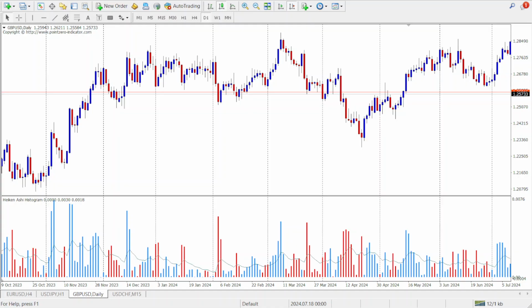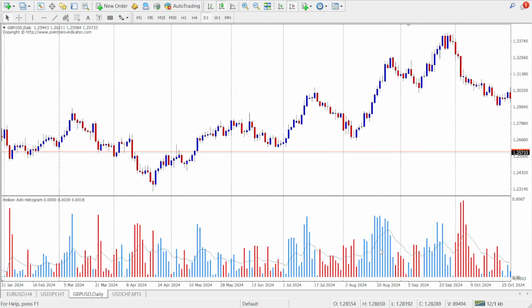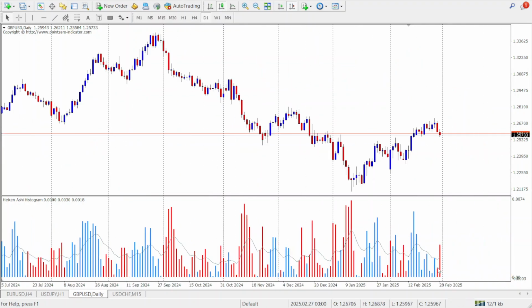Let us talk about how to use this indicator effectively. One, you can use it for trend confirmation. The Heiken Ashi histogram is great for confirming trends. Blue bars indicate an uptrend, while the red bars show a downtrend.